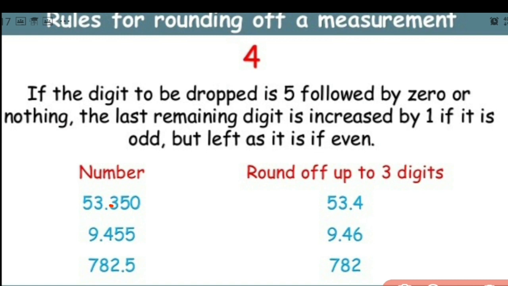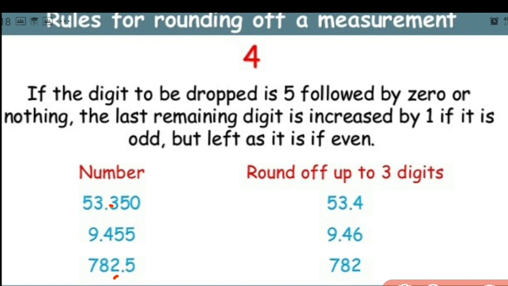Coming to the next, 782.5. The number to be dropped is 5. Preceding digit is 2, which is an even number. Okay. That even number is to be left unchanged. So after rounding our measurement becomes what? 782. That's the case. Hope it is clear. The rules to be followed.